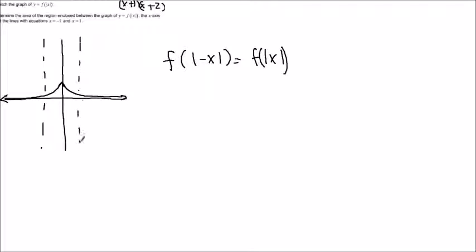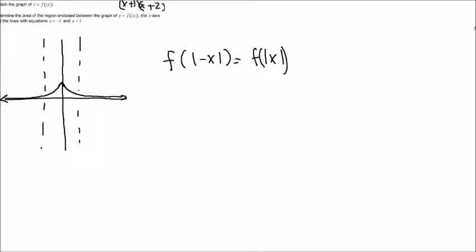So determine the area of the region enclosed by the graph of f of the absolute value of x, the x-axis and the lines with equations x equals -1 and x equals +1. This means it's going to be even, because if we take f of the absolute value of negative x, we're going to get f of the absolute value of x, which is the same thing.